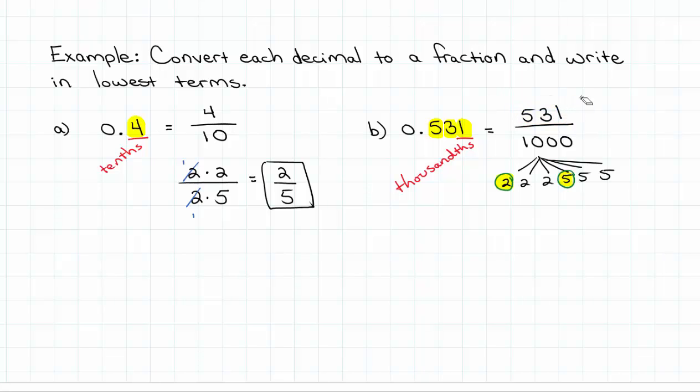Therefore, 531 has no common factors other than 1 with 1,000. This is already in lowest terms. And we're done.